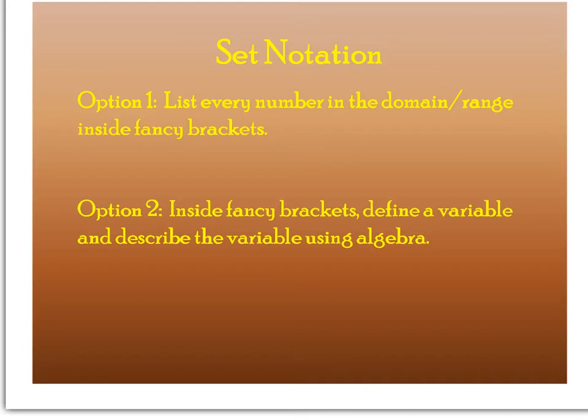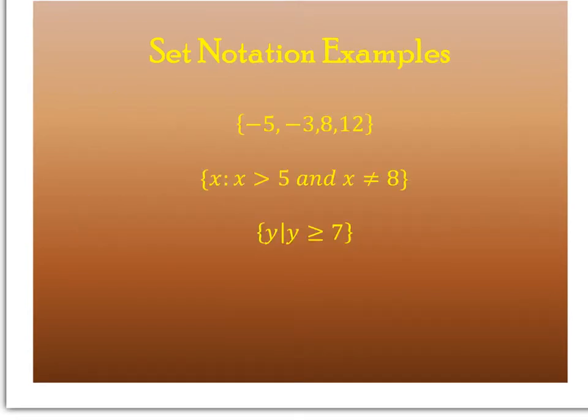Option 2 is inside of fancy brackets, you define a variable and describe the variable using algebra, which I know that doesn't make any sense, but we're fixing to show some examples here. So here are the examples of set notation. The first example is where we have the fancy brackets, and we are listing each number in the domain or range inside of it, separated by commas in numerical order with no numbers repeating. So this would be an example of option 1.